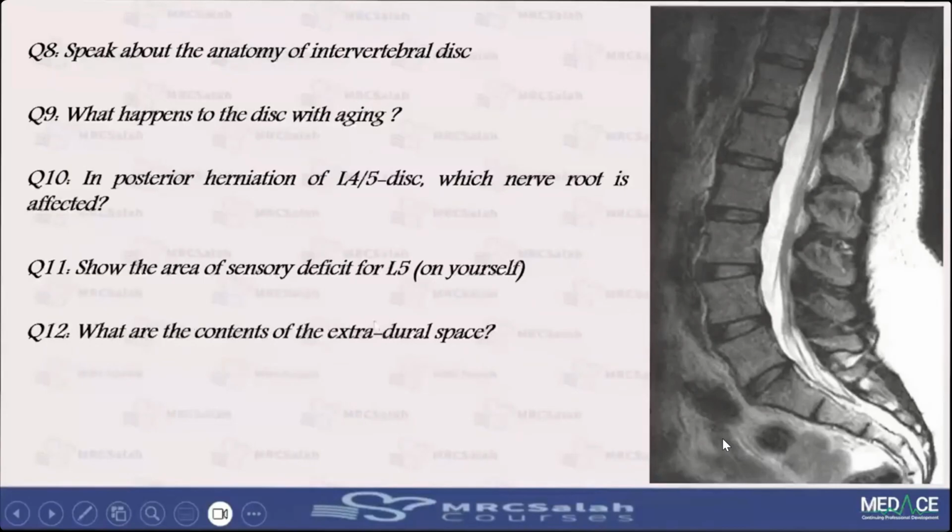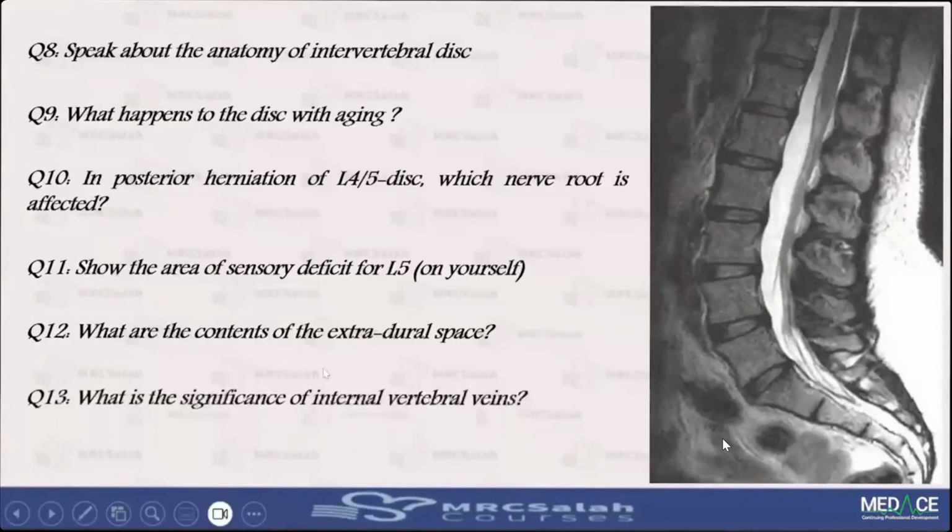What are the contents of the extradural space? Okay, the extradural space contains fats, vertebral artery, veins, the spinal nerves, lymphatic network, the internal vertebral venous plexus. Yes, veins and arteries and nerve roots and lymph nodes, fats. And that's it for my side.